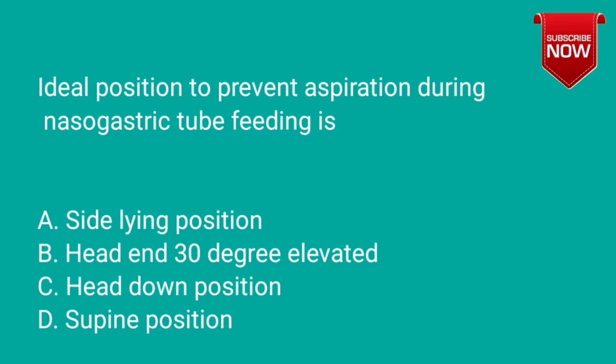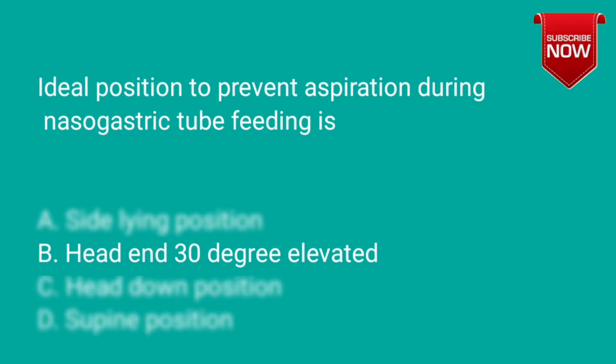The ideal position to prevent aspiration during nasogastric tube feeding is option A sideline position, option B head end 30-degree elevated, option C head down position, option D supine position. The correct answer is option B head end 30-degree elevated.